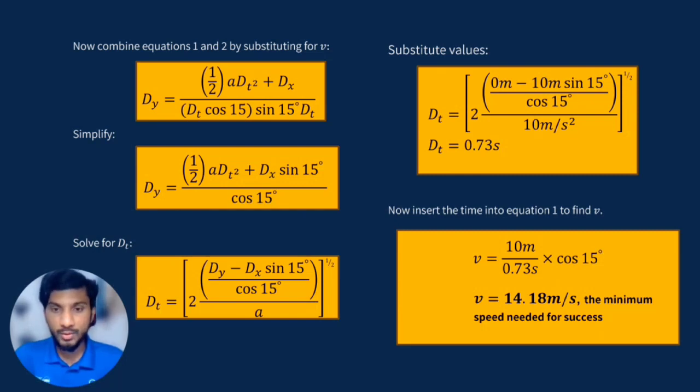So now insert the time into equation 1 to find the value of v. So v equals 10 meters over 0.73 seconds multiplied by cos 15 degrees. So the answer for v is 14.18 meters per second. So it will be the minimum speed needed for success.